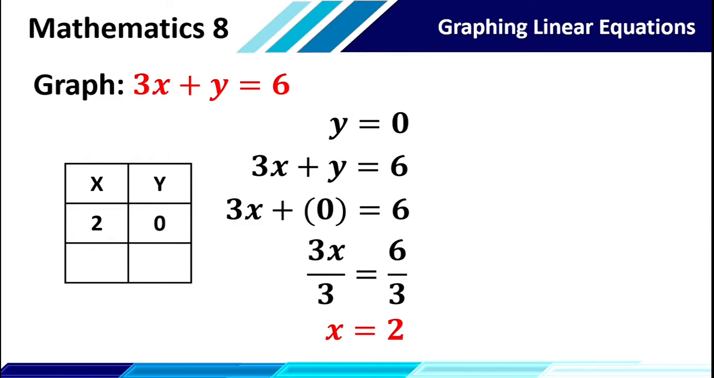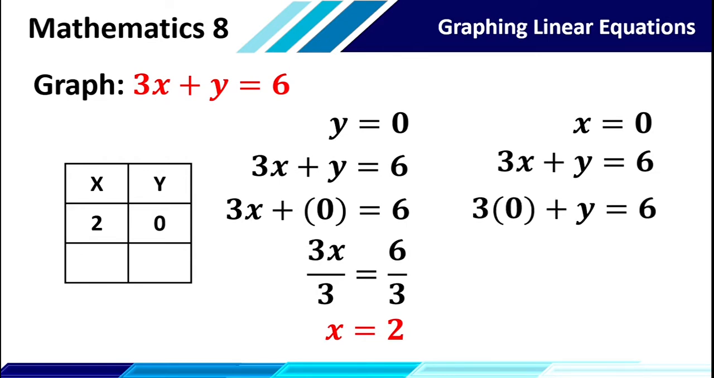Next is to locate our y-intercept. To do that, let x be equal to 0, copy our equation, and substitute 0 for x, so we will have 3 times 0 plus y is equal to 6. We know that 3 times 0 is 0, so to simplify this one, we will have y is equal to 6. Therefore, our y-intercept would be (0, positive 6).